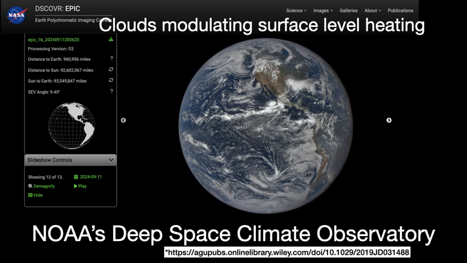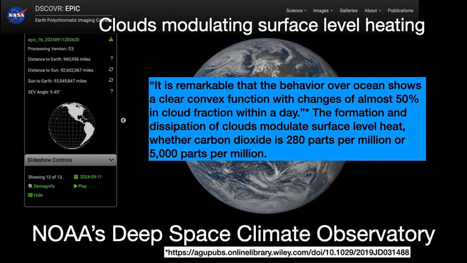And there was a cool study done going back over, I don't know, a number of years. I referenced it down here at the bottom of the slide. You can go look at it and read it for yourself if you want to. But I took a little quote from that study, and the scientists who did this say it's remarkable that the behavior over ocean shows a clear convex function with changes of almost 50% in cloud fraction within a day.